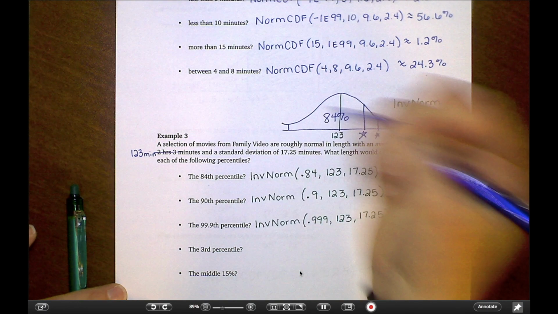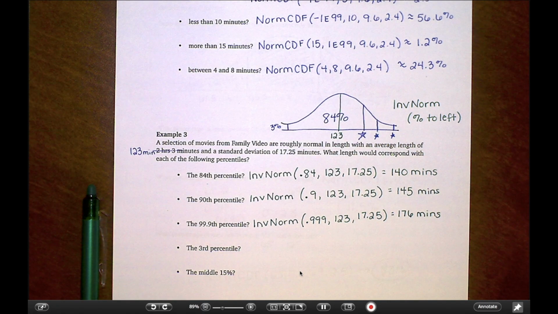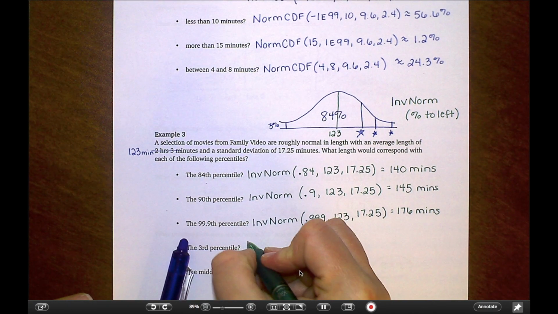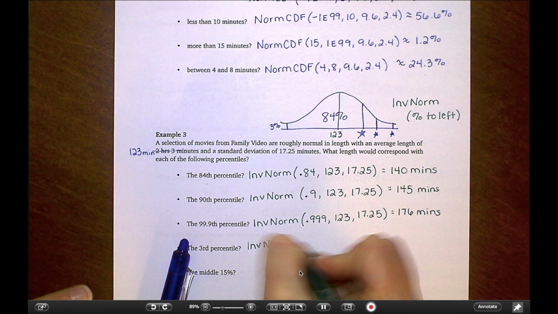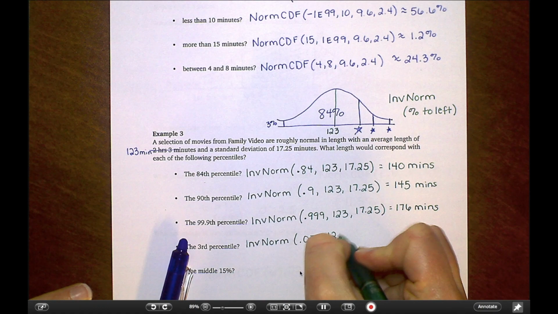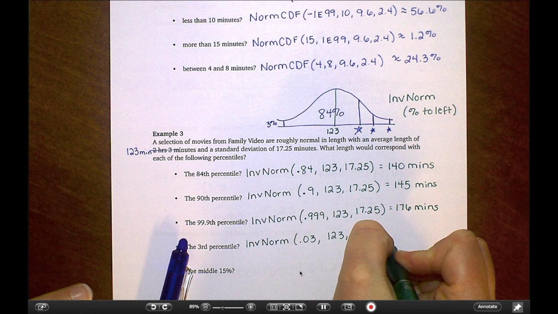I just want to know, where would I have to be where only 3% was to the left of me, right? So we're going to do inverse norm. 3% would be 0.03, and then the 123 and the 17.25. Okay.